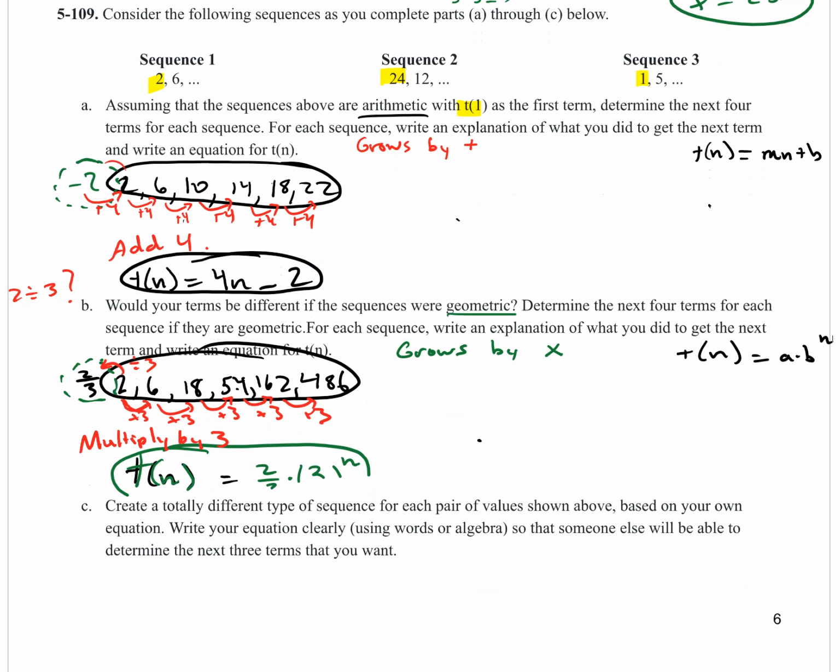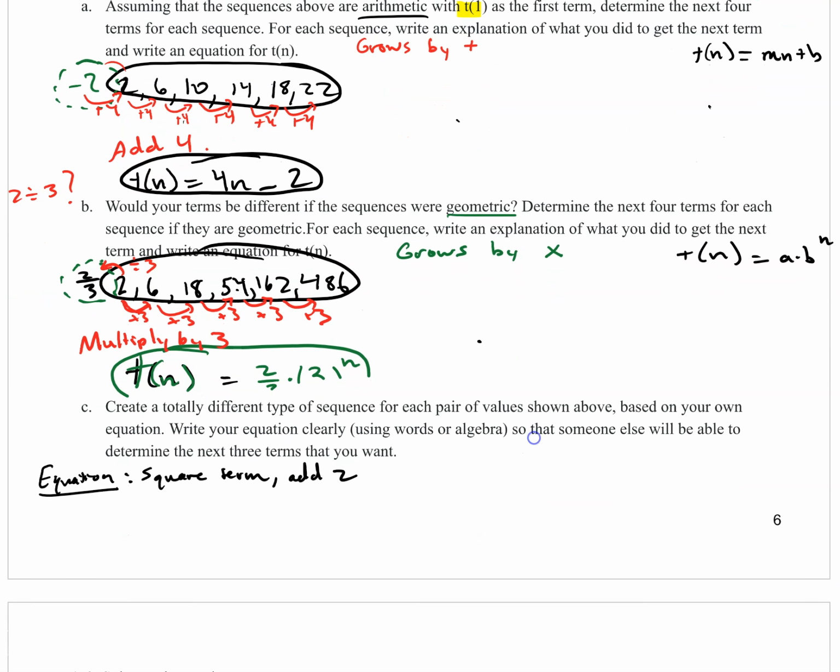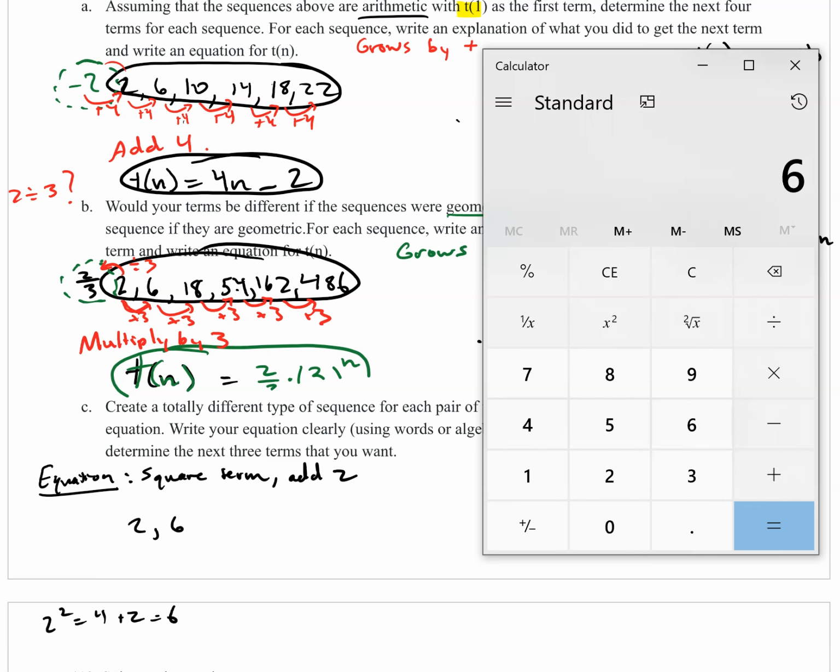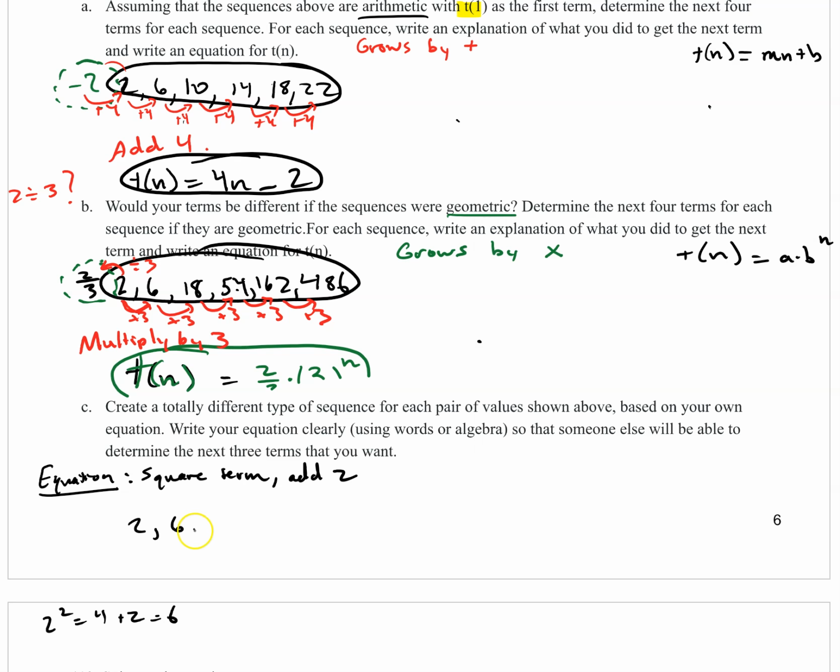Let's say my equation is: I'm going to square the term and then add 2. So check this out. 2 comma 6. 2 squared is equal to 4. 4 plus 2 is 6. Alright, and then I'll square 6, add 2, and that's 38.